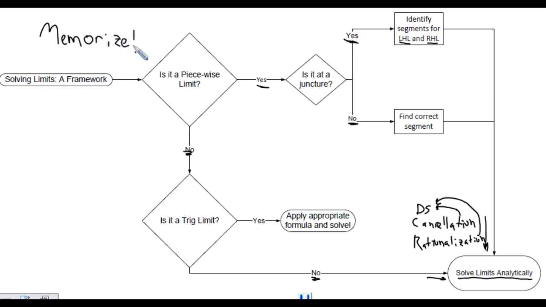And that's all I got for limit framework. Just try applying it to a couple of different problems and you'll see that it gets you to the answer just about every single time.